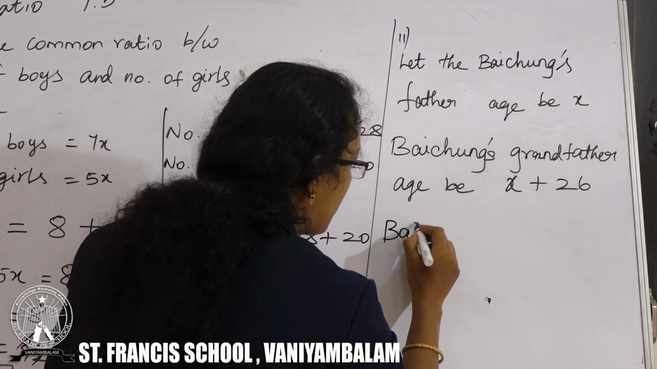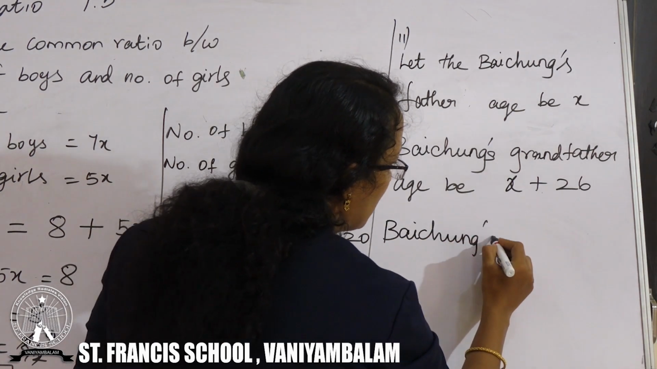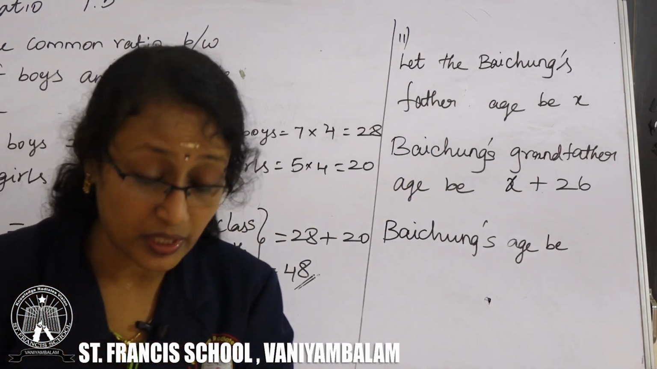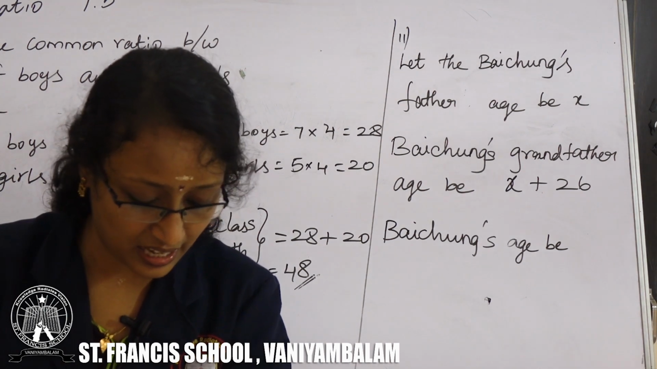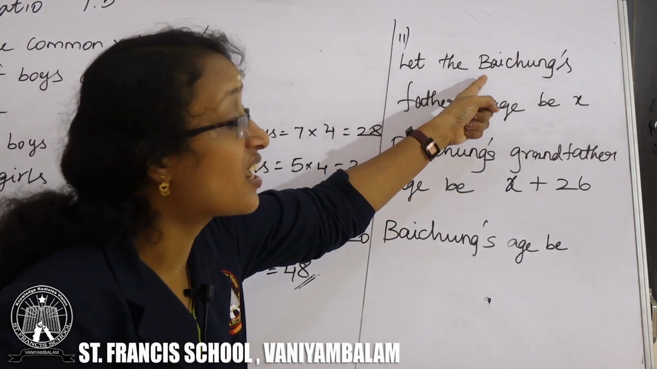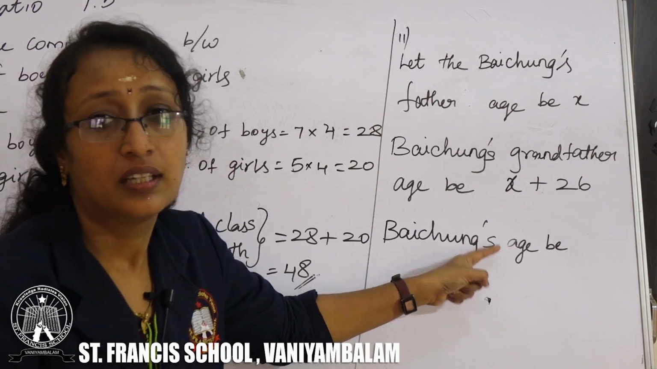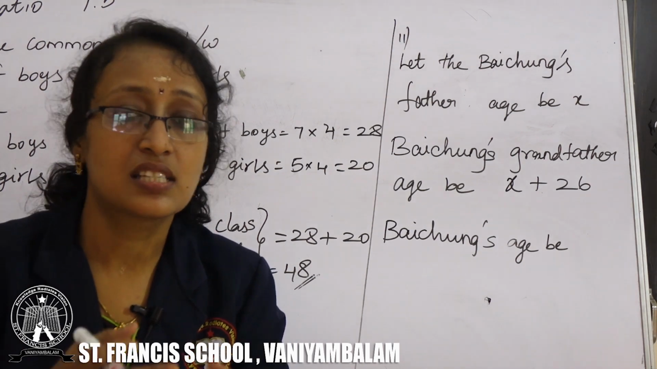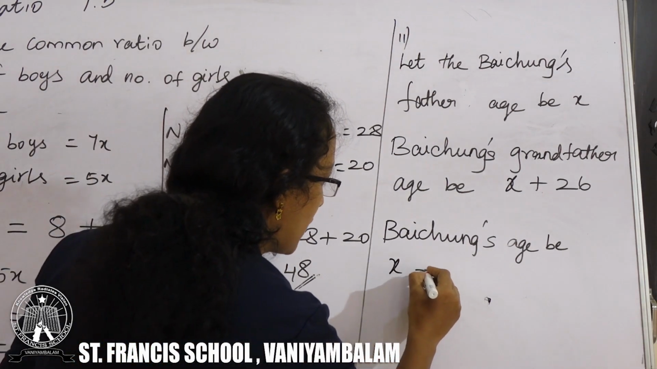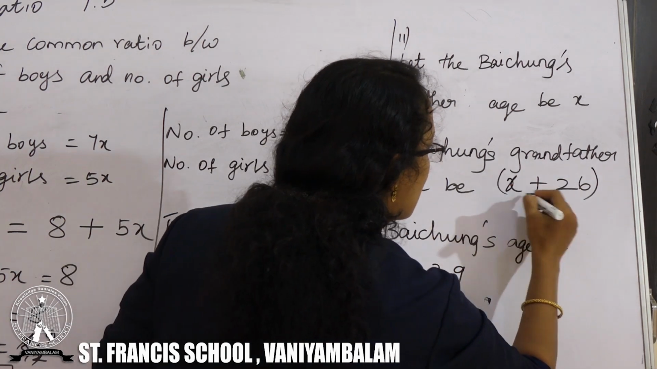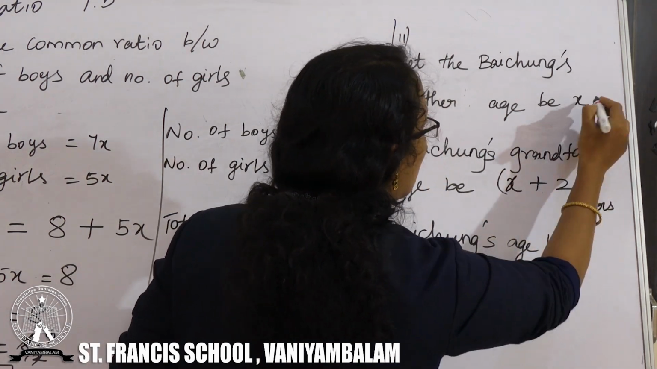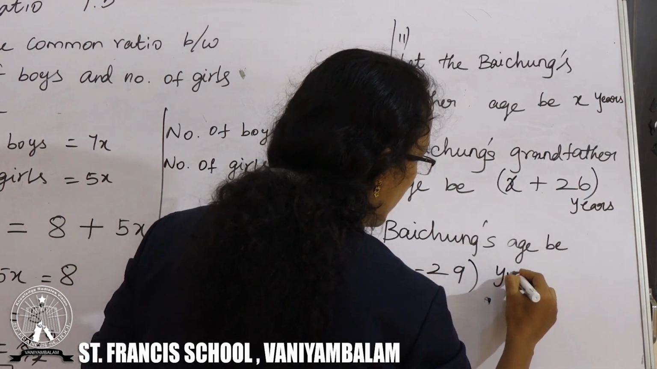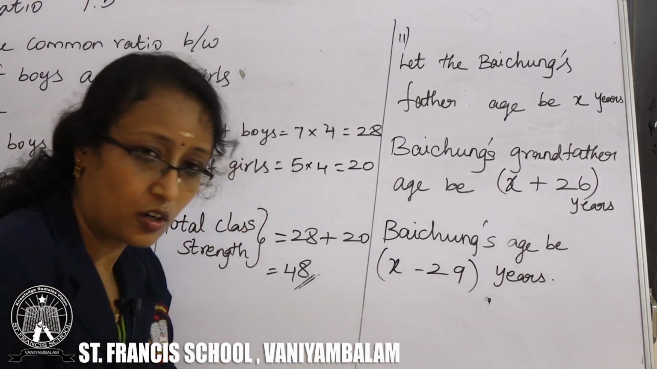Next, what will be Baichung's age? It is given that the father is 29 years older than Baichung. If he is x, what will be Baichung's age? He is less, right? So, x minus 29. Since it is an age problem, write years. x minus 29 years. I think you got it.